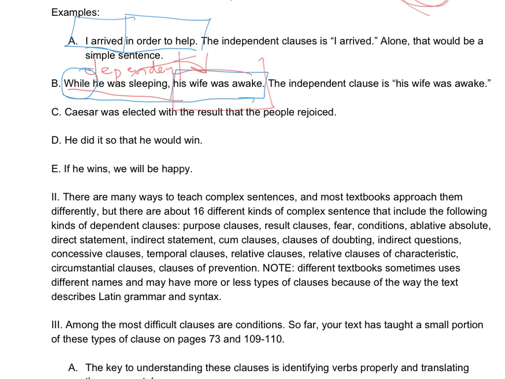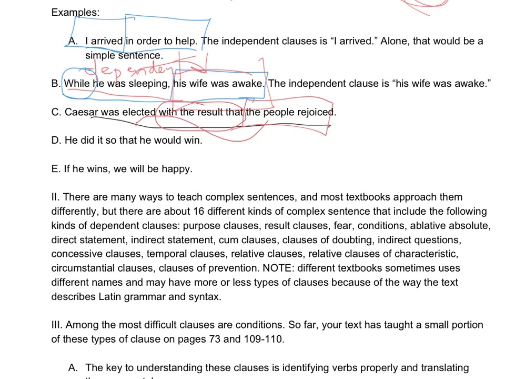The next one says, Caesar was elected with the result that the people rejoiced. The independent clause is that Caesar was elected. You could put a period after that and it would be a complete sentence. Then you have the coordination where it says, with the result that. The second sentence would be, the people rejoiced. The people rejoiced because Caesar was elected. Caesar was elected, and the result was the people rejoiced. The people rejoiced is dependent upon the idea that Caesar was elected. You can see the cause and effect, or the result of the election.